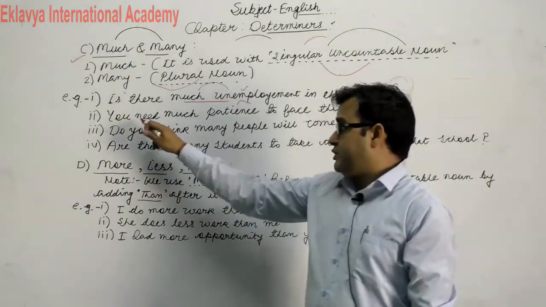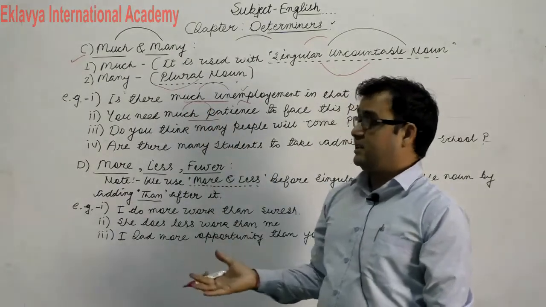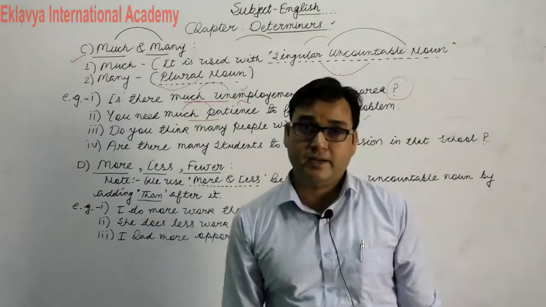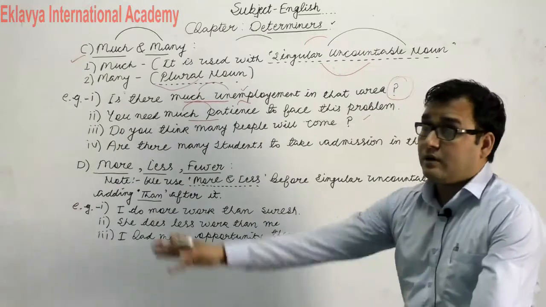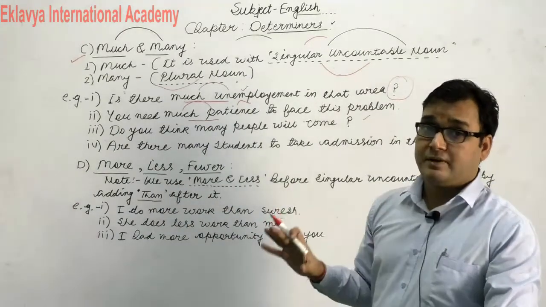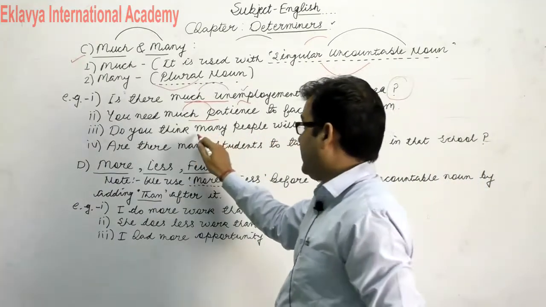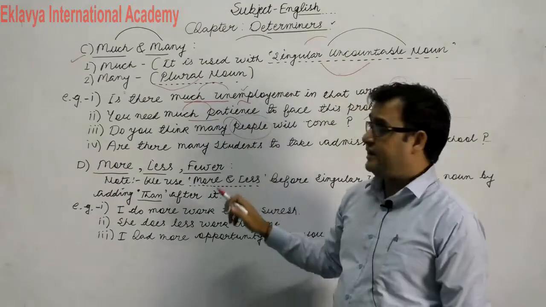Okay, you need much patience. You need much patience to face this problem. You need a lot of patience to face this problem. Do you think many people will come? Okay, many is used before a plural noun; people, we have a plural noun.